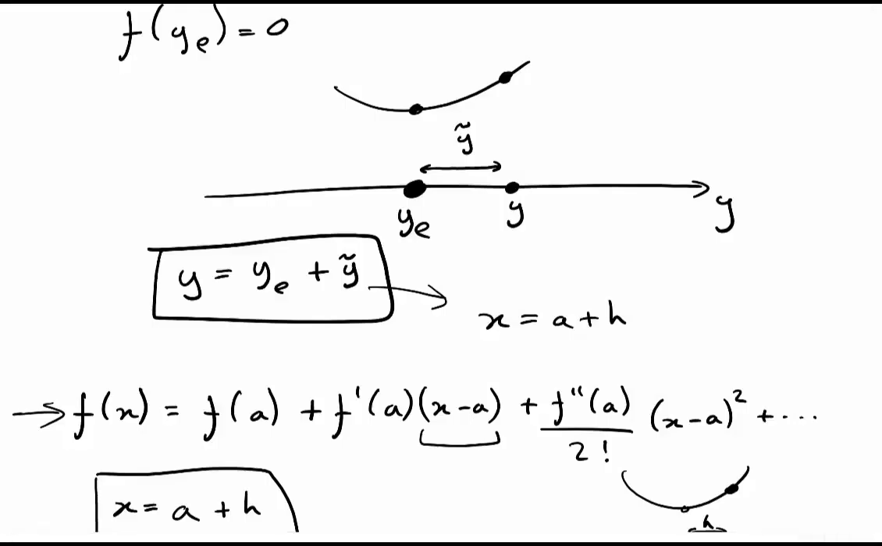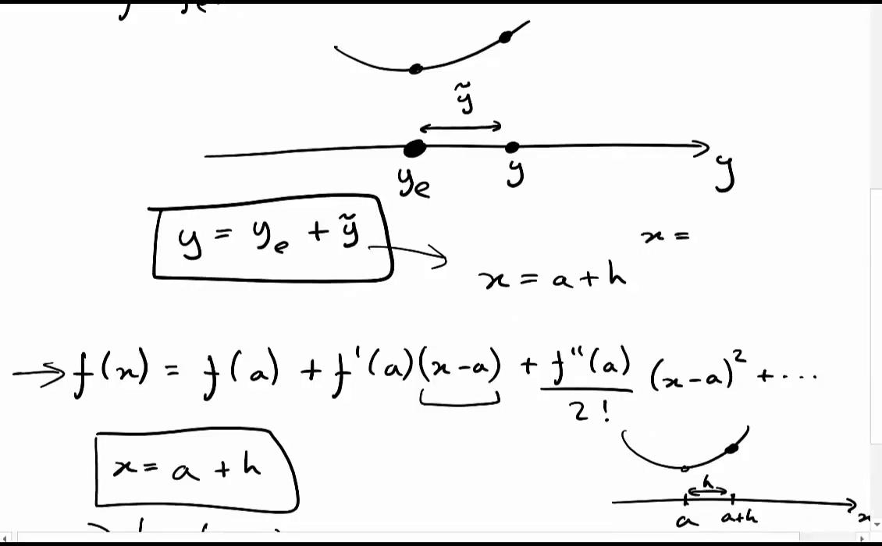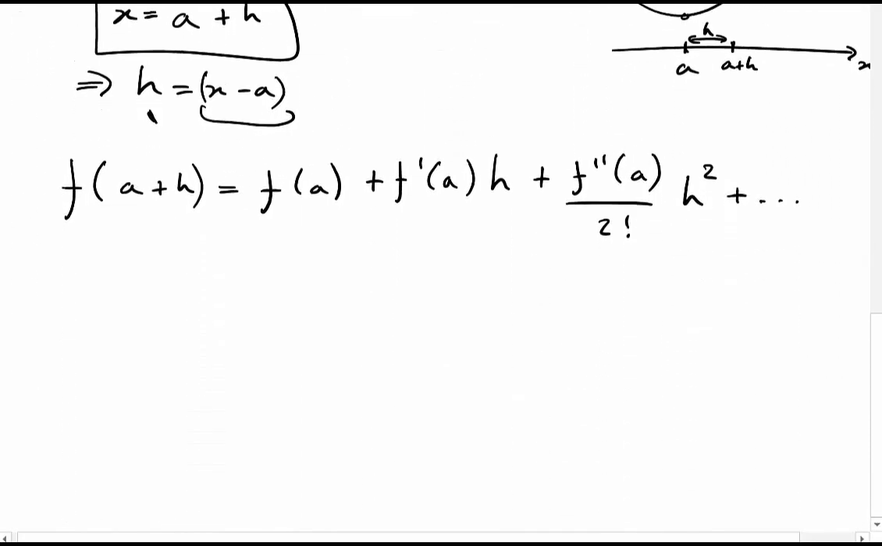Okay, I've got all the pieces in my puzzle. I just need to put them all together. So in other words, I'm saying that x equals y, and that h equals y tilde. So that's effectively what I now need to do. I need to replace that in here. So let me just write that out again.